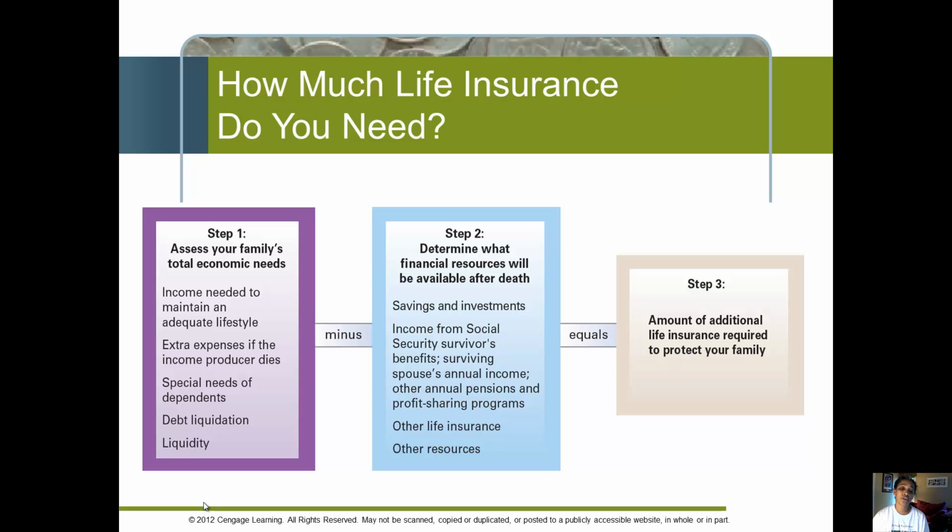And then in step two, you would determine what financial resources will be available after your death, because those resources could be used first to cover those needs that you've identified in step one. So what savings and investments do you have? What income would your dependents get from your Social Security? Are there any other life insurance policies that you already have, or just any other resources? So when you subtract those needs from those financial resources, that tells you what you're short in terms of covering your family's needs, and that's what you would cover with life insurance.